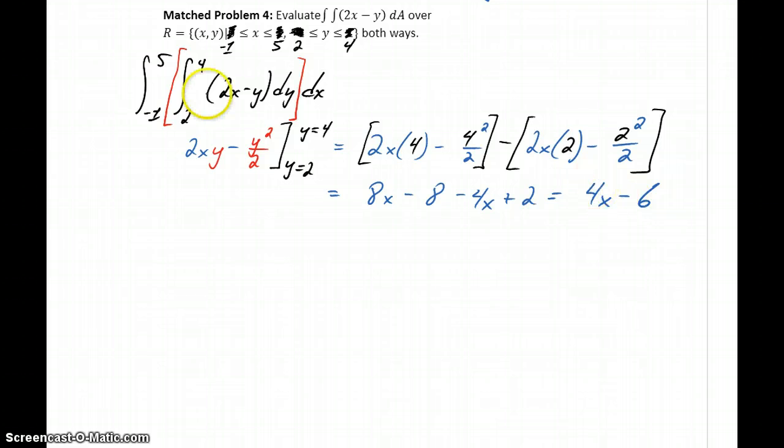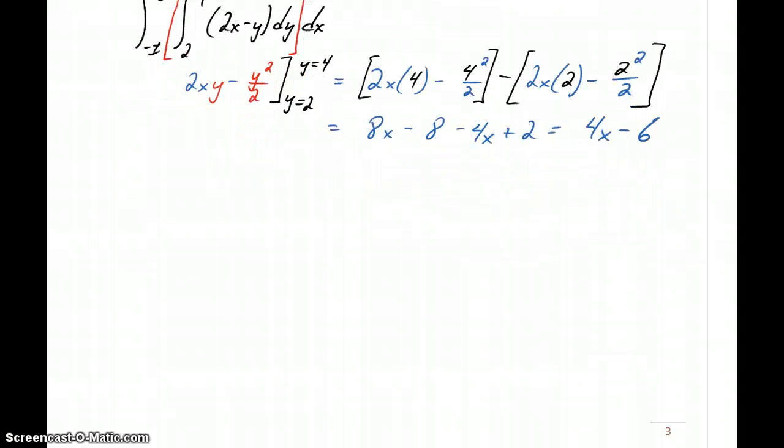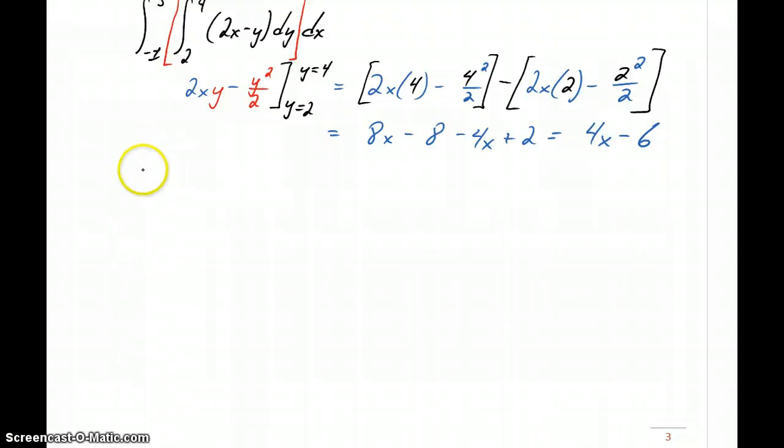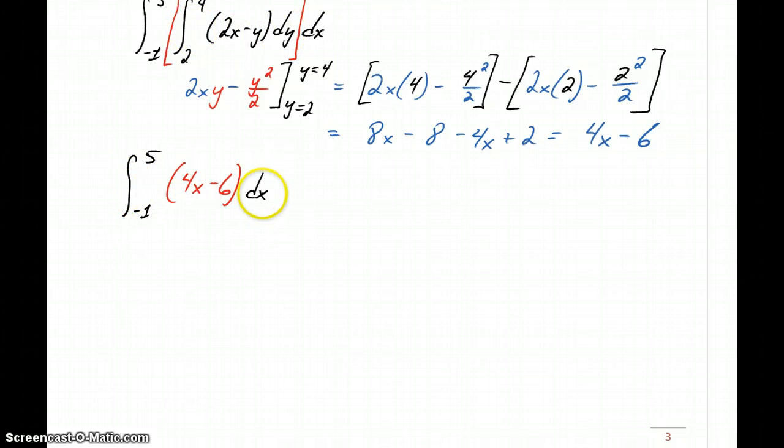So now what we have is this interior result. We know that that's 4x minus 6. So now we can integrate from -1 to 5 this interior function, that interior integral that we evaluated to be 4x minus 6, dx. So first we worked that interior integral, now we're working this outer integral, which is with respect to x.